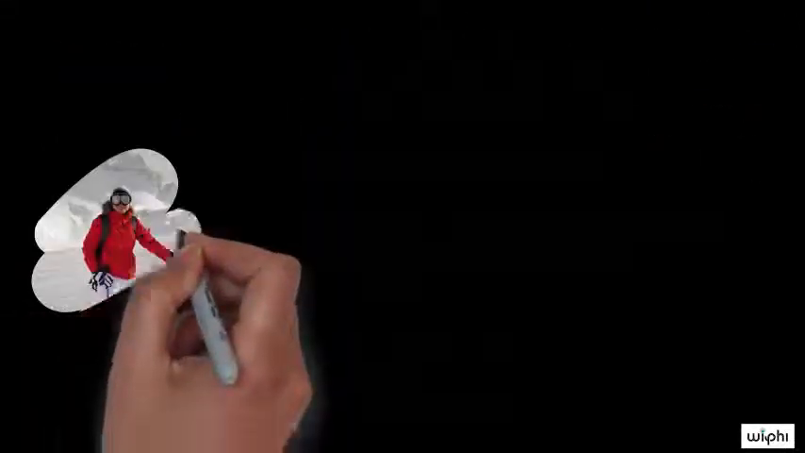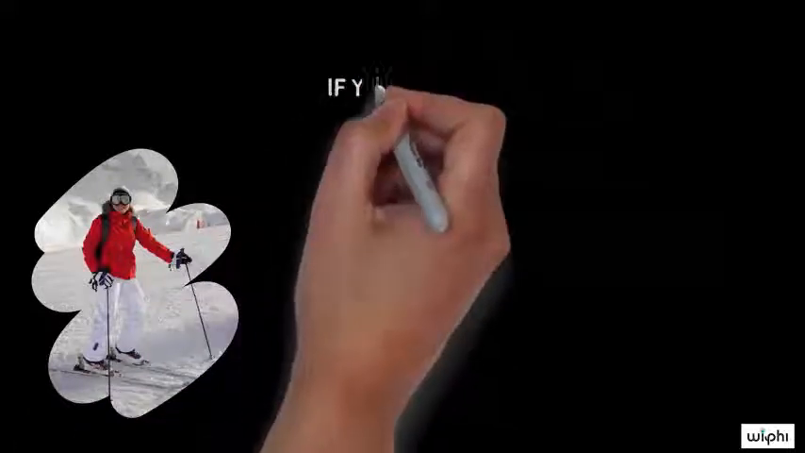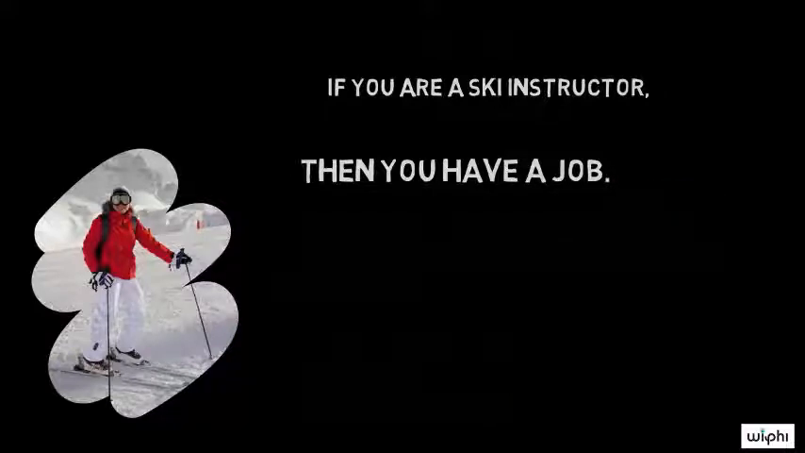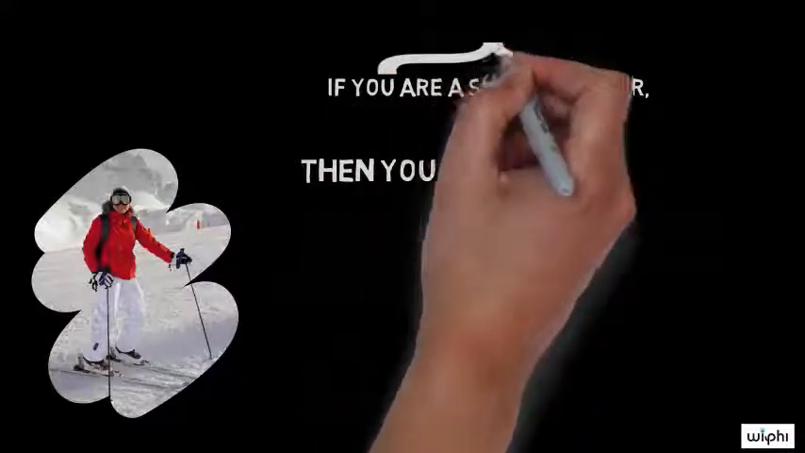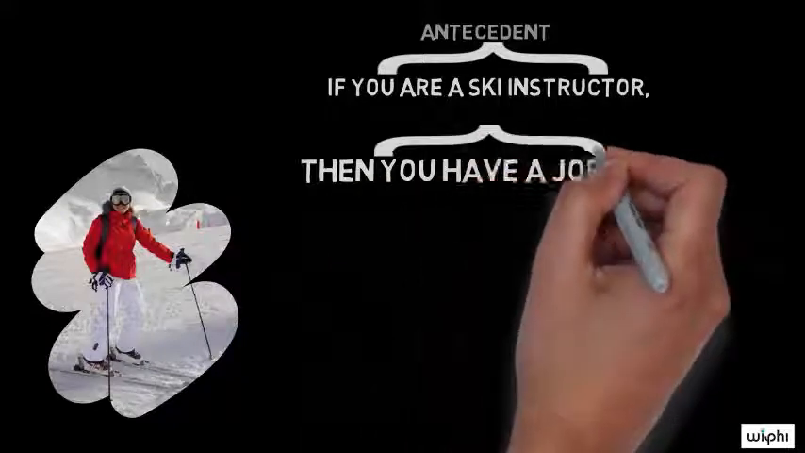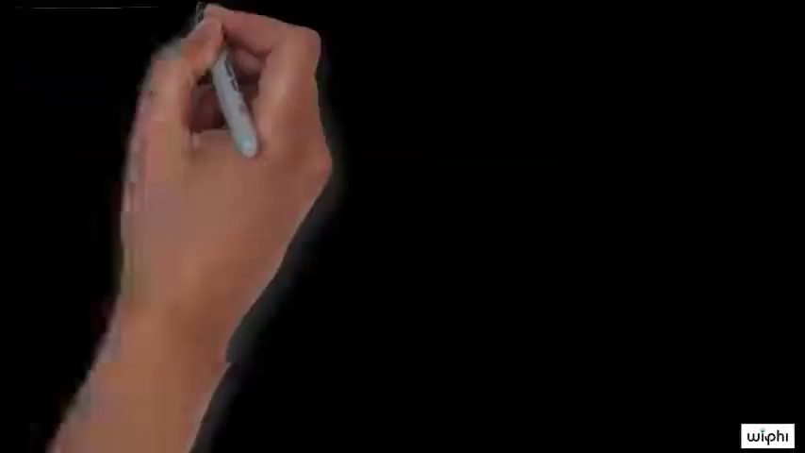Now let's take a look at this conditional. If you are a ski instructor, then you have a job. The antecedent statement of this conditional is you are a ski instructor, and the consequent is you have a job. But suppose someone made an argument with this conditional as its first premise.